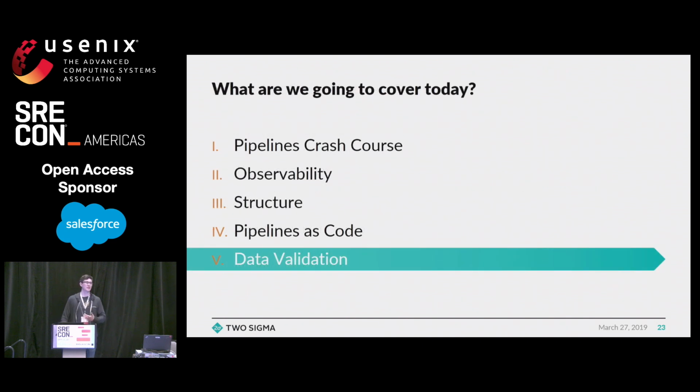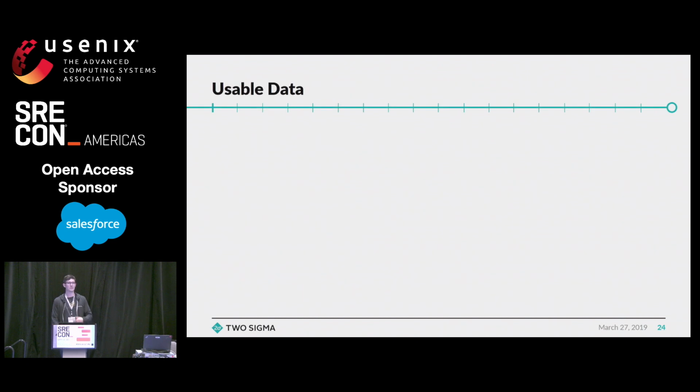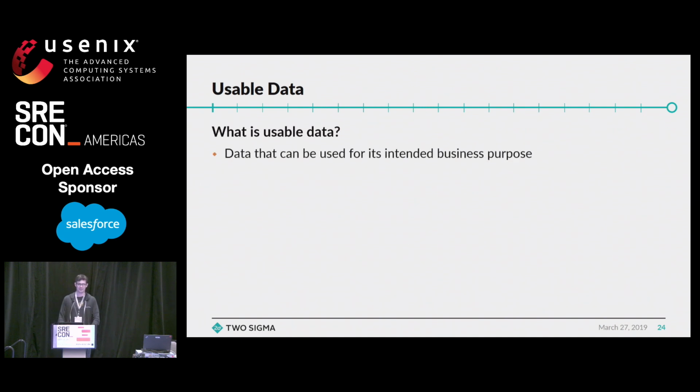So the last thing I want to talk about is data validation. If you remember earlier on, I said that data pipelines automate the process of transforming raw data into usable data. So then what is usable data? We have another boring definition for that. It's data that can be used for its intended business purpose, but that's not very helpful. It might help more to understand what makes data unusable.